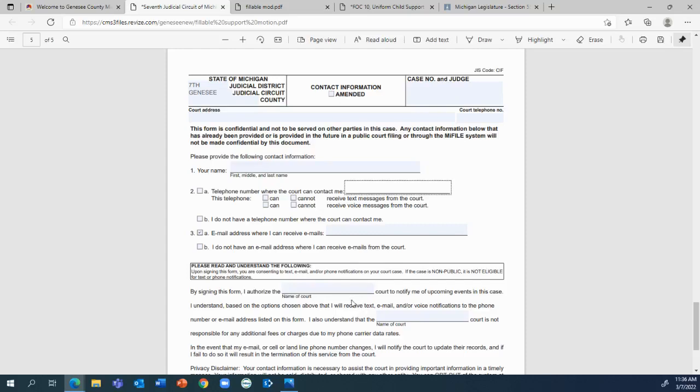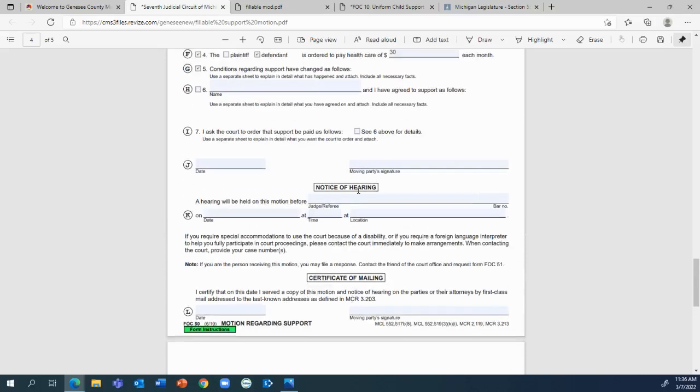Once you fill all this stuff out, and then you get your notice of hearing date in front of a judge or a referee, then you'll have your motion hearing date. So real quick, we'll want to go over just some of the details about motion hearings. Motion hearings are not the time for you to have your big, full, long trial.